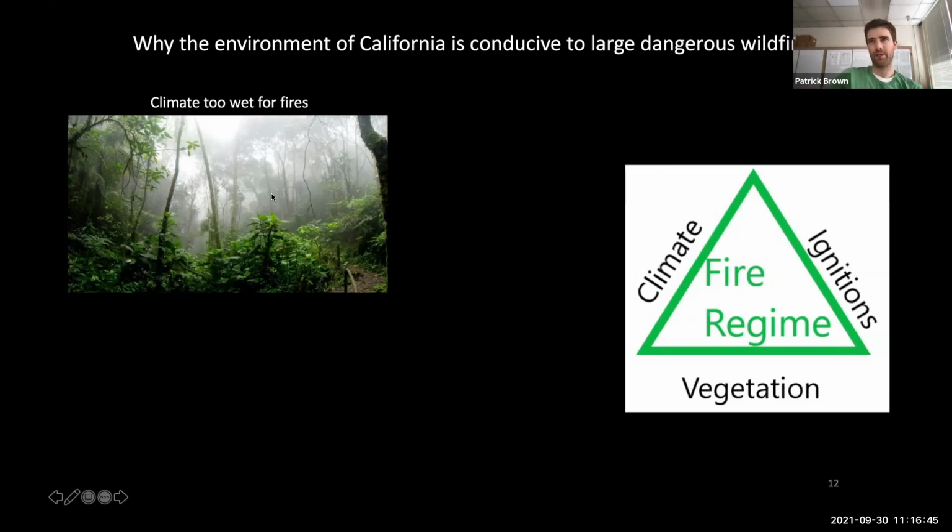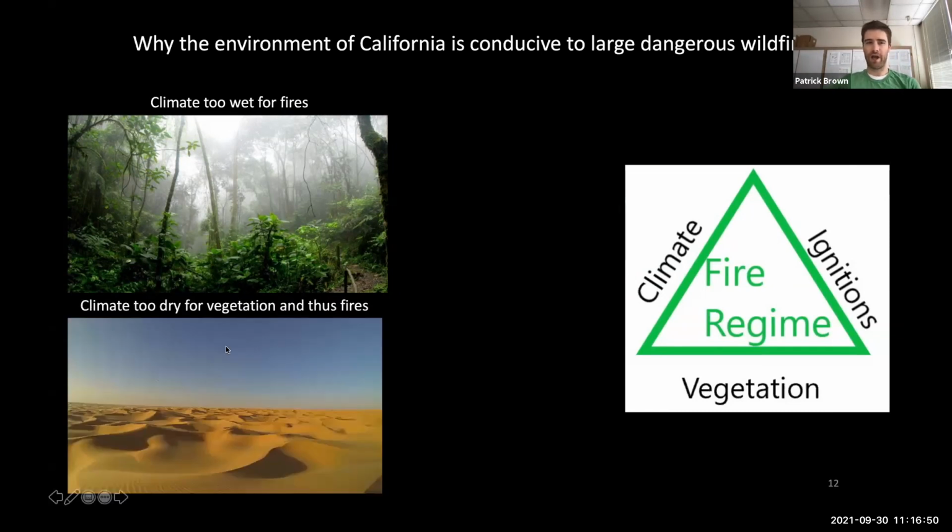So some climates are too wet for fires. Some climates are dry enough for fires, but they're so dry they don't have vegetation, right? You need moisture in order to grow vegetation. So both of these situations are not conducive to wildfires. There may also be very few ignitions here. This is probably the Sahara Desert.